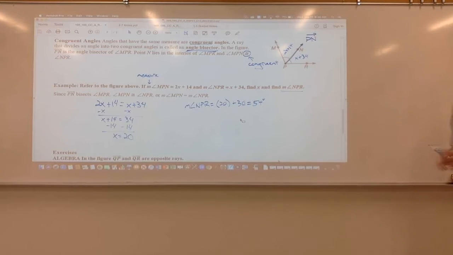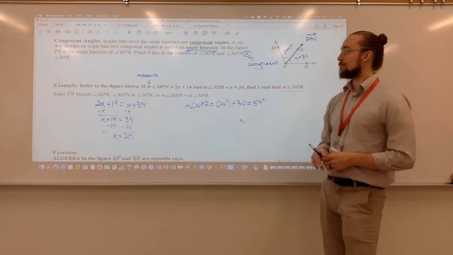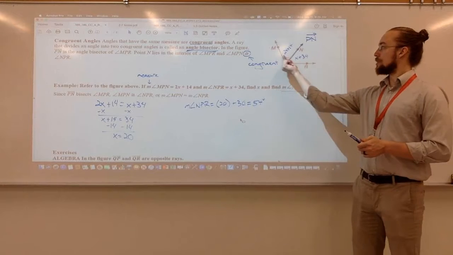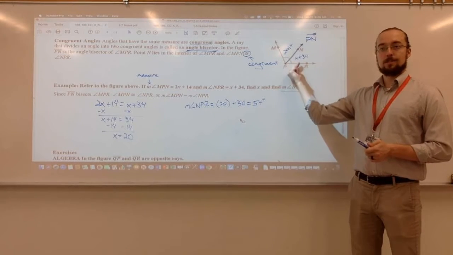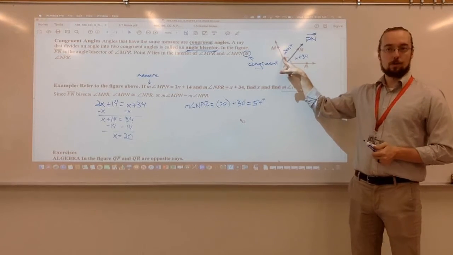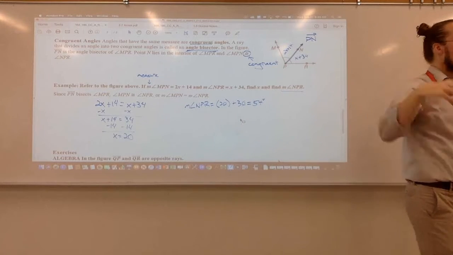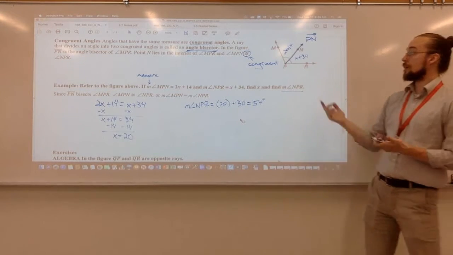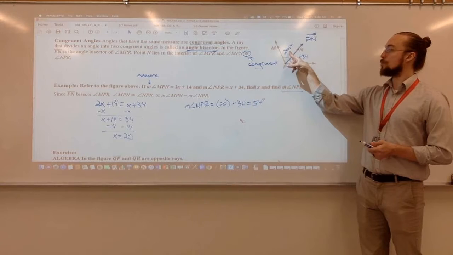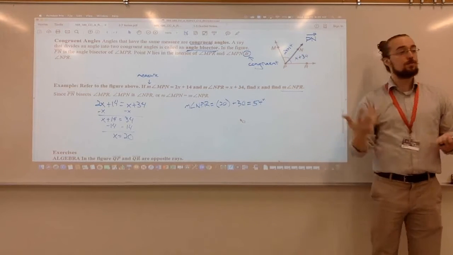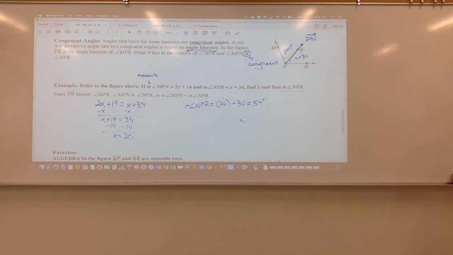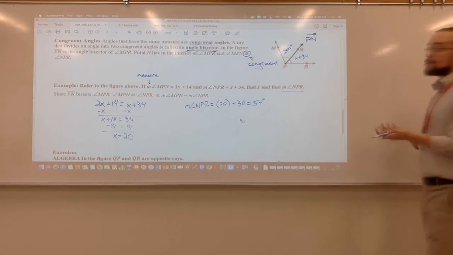What is it? 54, right? We said these two angles are the same. So if we get that one's 54, the other one has to be 54 as well. Right? And if we plug 20 in, we should get 54. 2 times 20 is 40, plus 14 is 54. Okay? So that's one way to double check yourself.